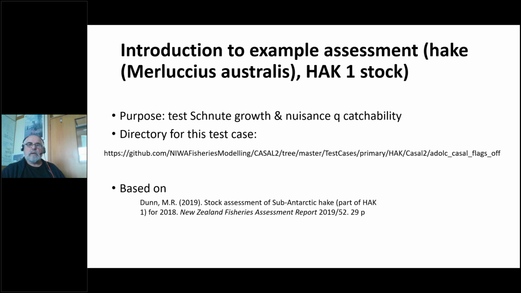So here's the example assessment that we're going to have a look at. It's the hake 1 stock. It's one of the test cases, and its purpose was to test Schnute growth and nuisance Q catchability. I've put the directory in here for this test case, so you can download it yourself if you want to have a look at it. And it's based on Matt Dunn's stock assessment in 2018. It's only based on Matt's work. It's not exactly the same.